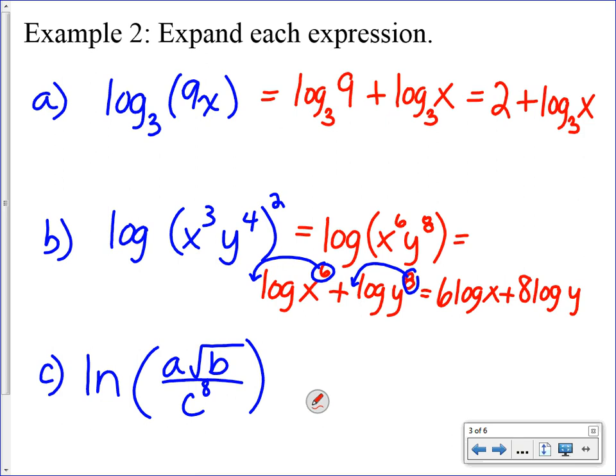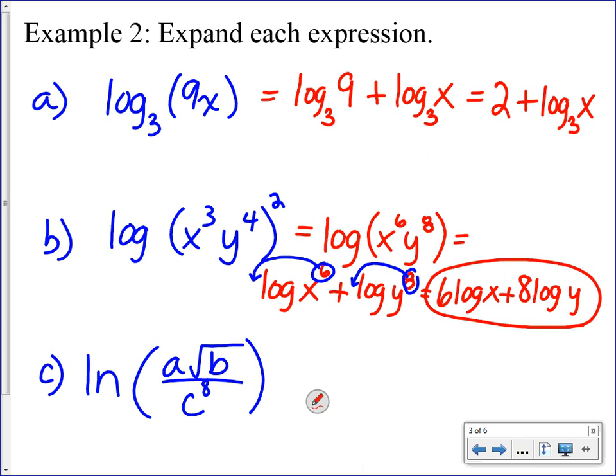Your other option would be you could move the 2 down in front and multiply it by the logarithm initially, and then expand your logarithm. So you'd have log of x cubed plus log of y to the 4th, then move those exponents down, and then the last thing you would do is distribute the 2. You'll get the same answer in the end. Either method will get you here eventually.